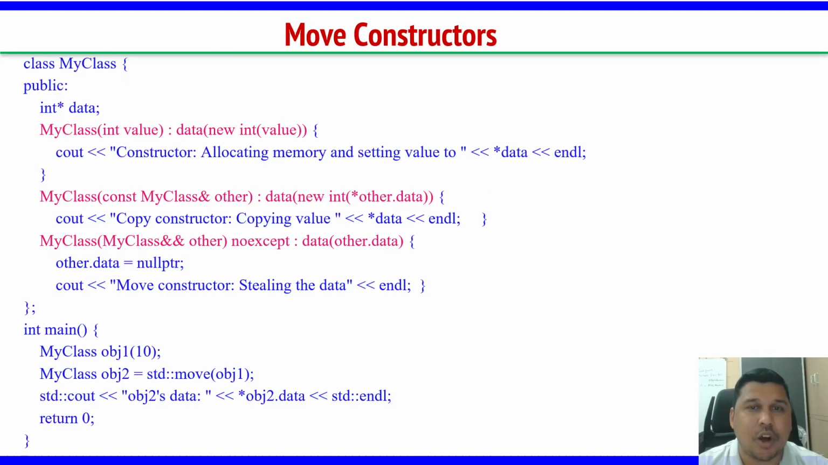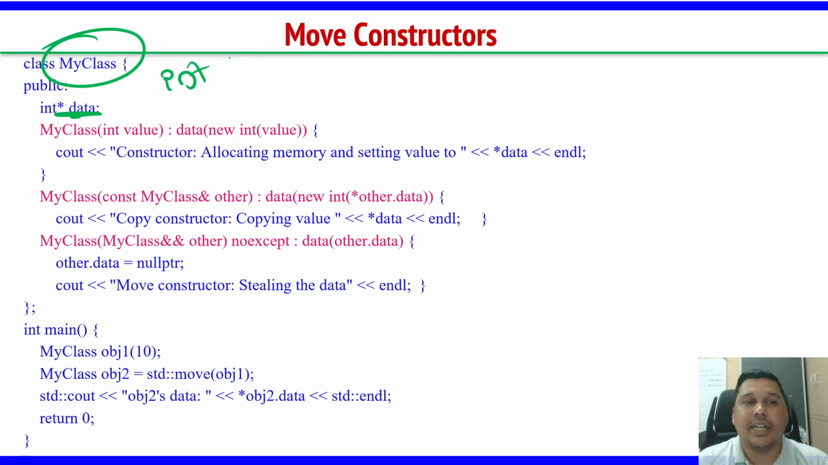The program may be complex here. I'll try to make it simple. This is just an example. Multiple things are included in this. See, we will start. There is a class, MyClass. There is a pointer variable, int star data. Okay, this information is enough. We will see the remaining part.